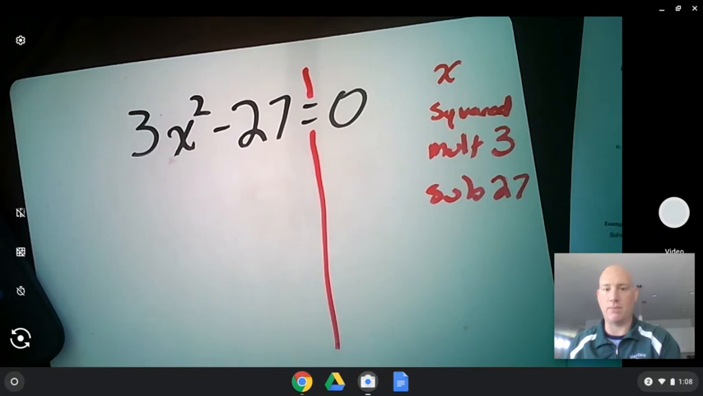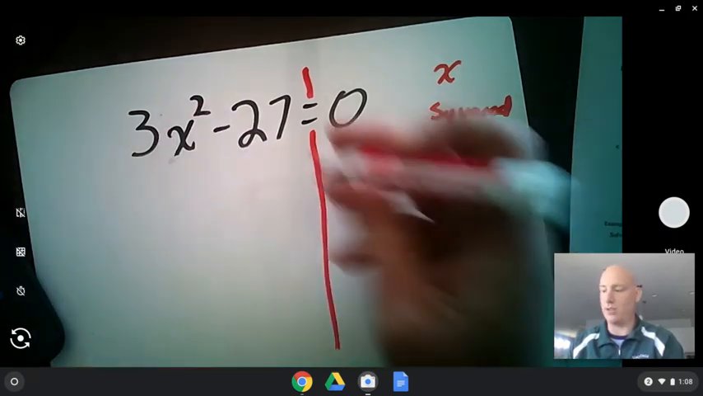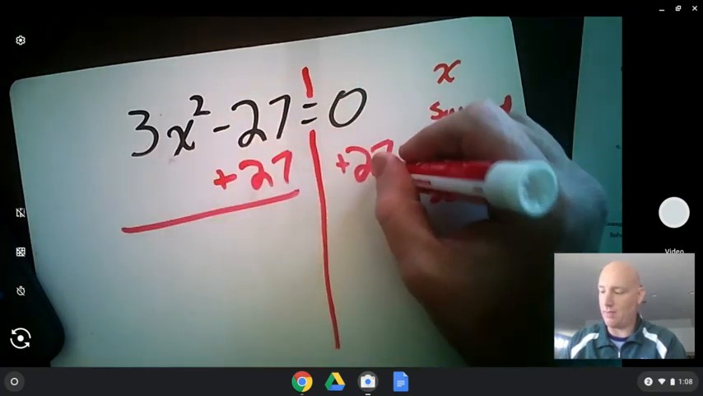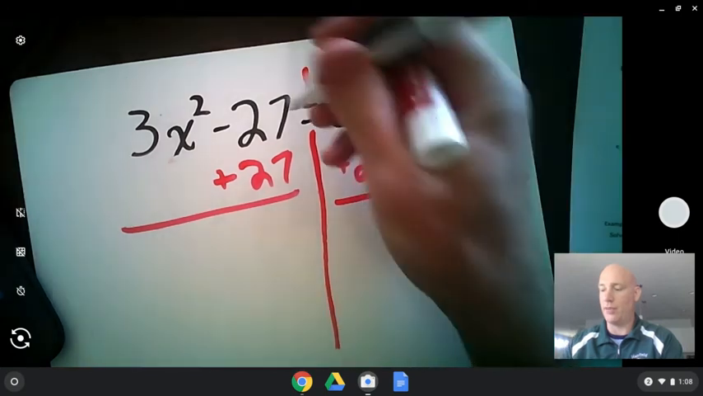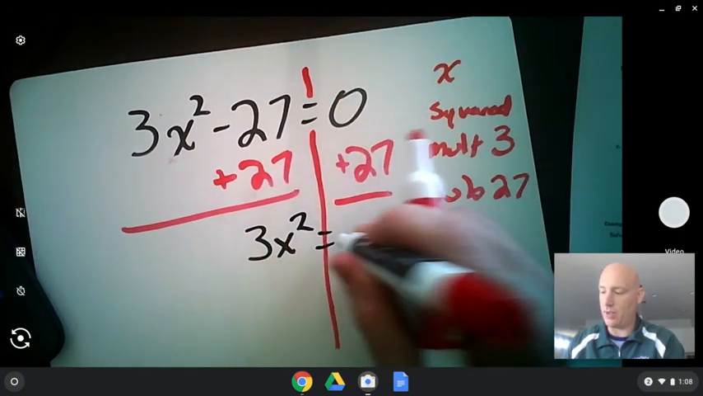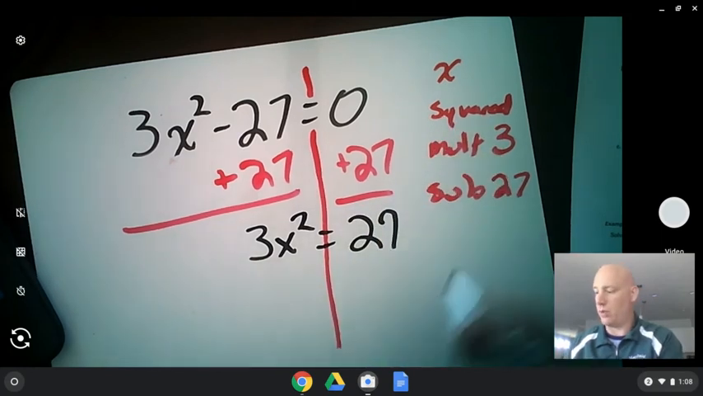Now, let's just jump into it. So I see the last thing that happened to the x, it was subtracted by 27. So that means I'm going to have to add 27. If I do it to one side, I'm going to do it to the other. Those cancel or add to 0. So I'm left with 3x squared equals positive 27. This one is now done.